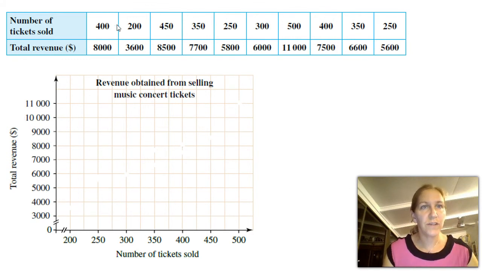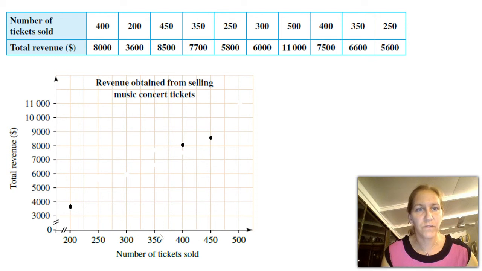So our first dot point, our x value will be 400. So we look at 400 here. And our total revenue should be 8,000. So 400 and about 8,000, we should create a dot point right about there. Our next dot point, x value of 200, y value of 3,600. So 200 and 3,600 right about here. Okay. Next one, x value of 450, and our y value is 8,500, so about here.